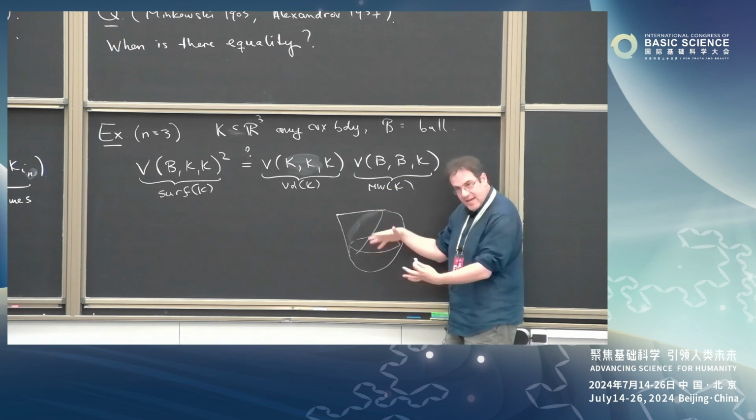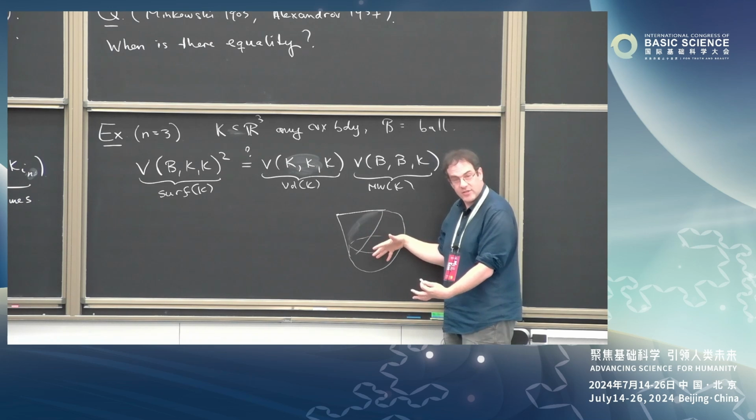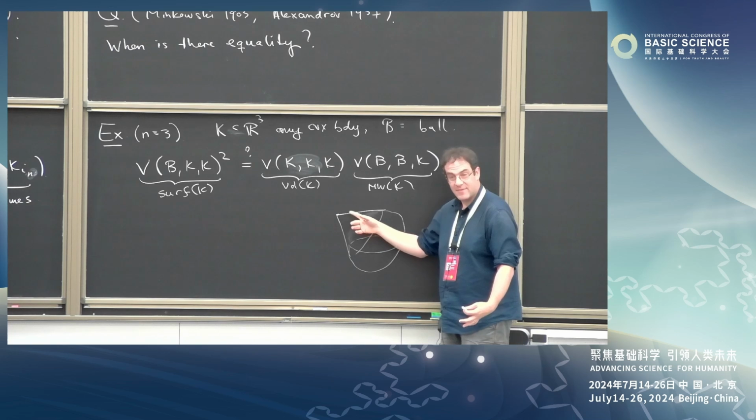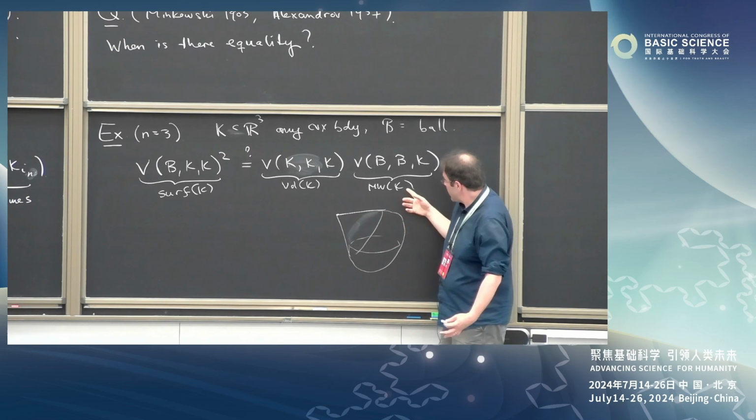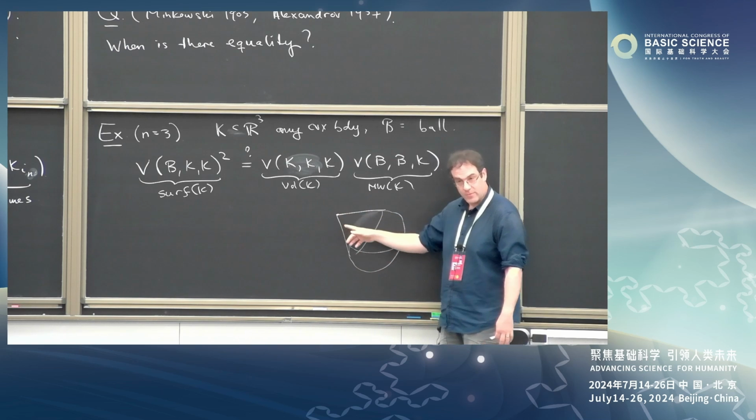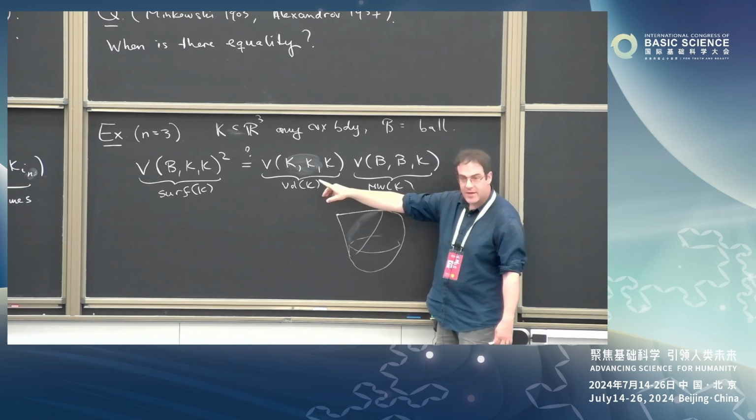But I can rescale it back so it still has volume 1, right? But what I've done is I've increased the mean width, right? So if I fix a mean width larger than the mean width of a ball, then I can get something with the same volume of this form. And it turns out that this guy will be a minimizer of the surface area.